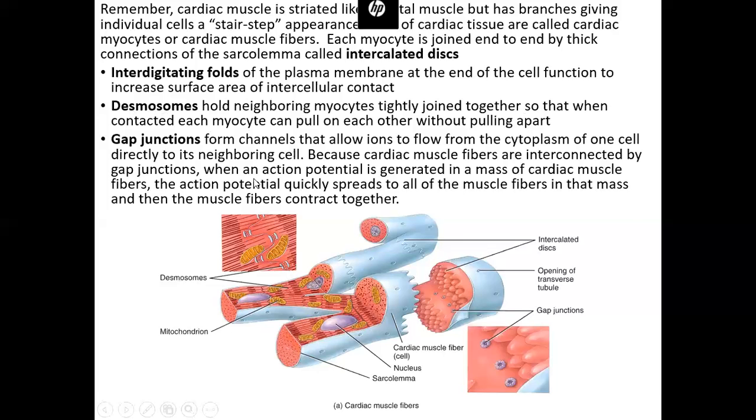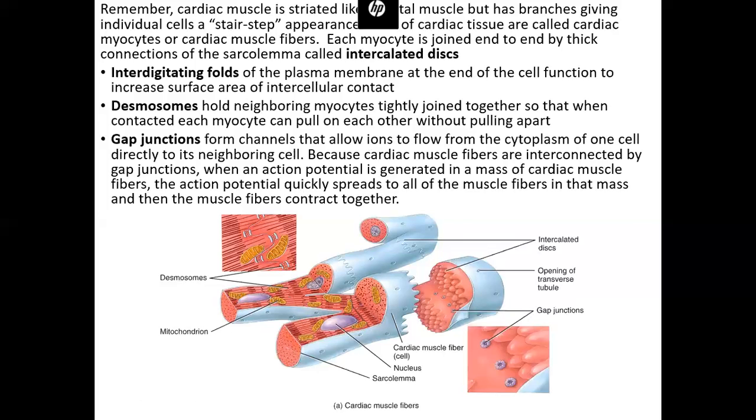Physiologically, the most important ones that we're going to talk about are a component of our intercalated disc, what we call gap junctions. They're basically just channels that allow the ions to flow from one cell to another. And in doing so, this allows action potentials to thus spread from cell to cell.